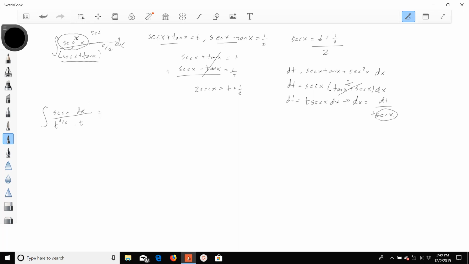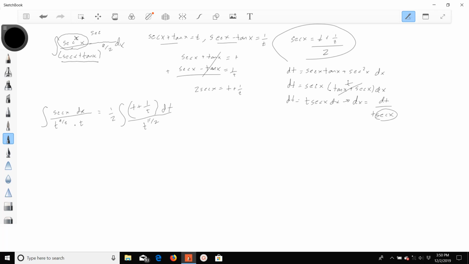So now some clever manipulation here that I'm going to have to do. Well, not really that clever. Now secant x, if we remember from here, so we put the 1/2 out front, the integral of t plus 1 over t, dt. Now everything's in terms of t. And t to the 9/2 times t is t to the 11/2. Now this is just power rule, exactly just power rule.